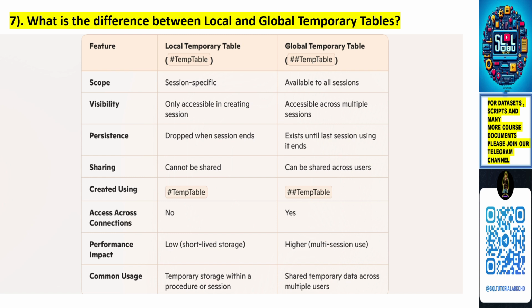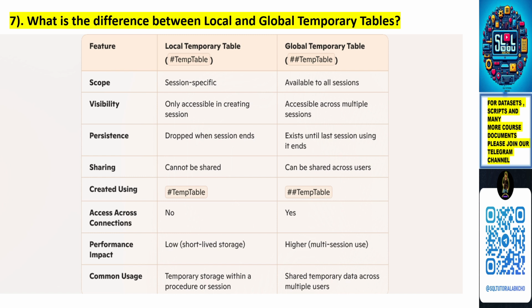From a sharing perspective, a local temporary table cannot be shared because it is active only until that session ends. A global temporary table can be shared across users, because it is available until the whole session ends or it is explicitly dropped.